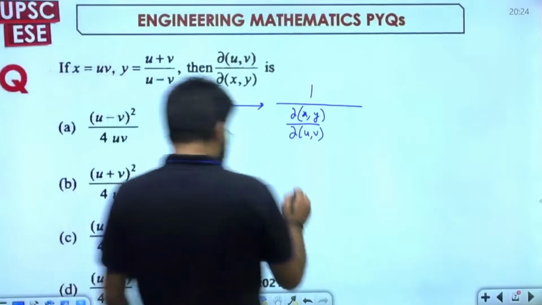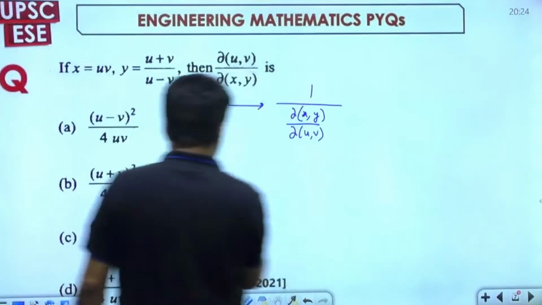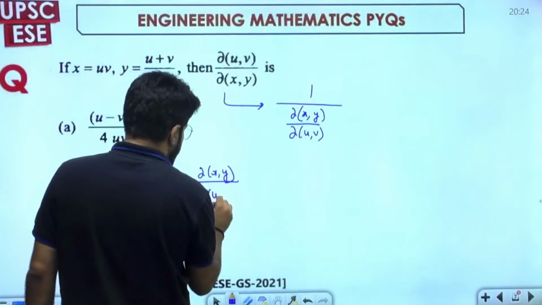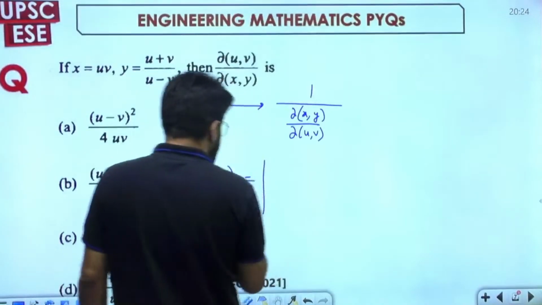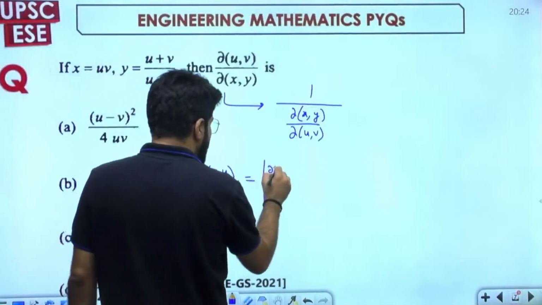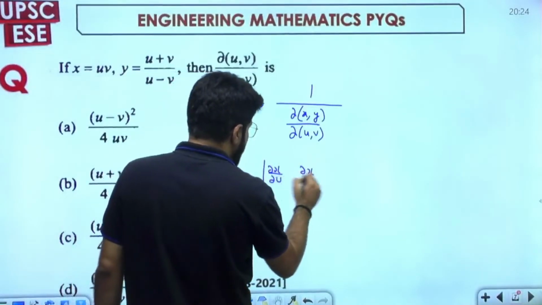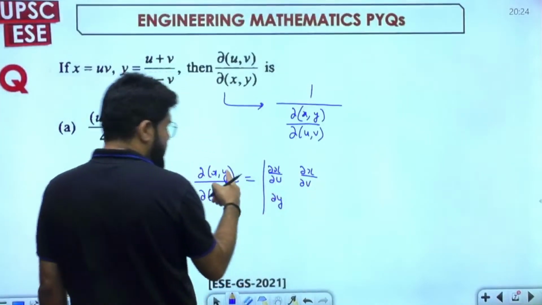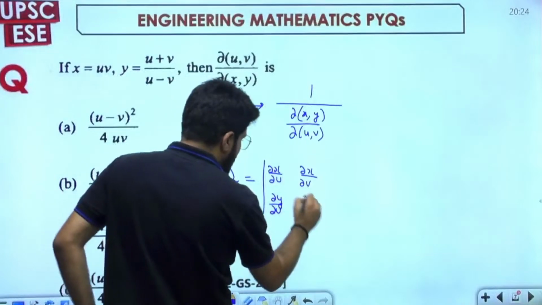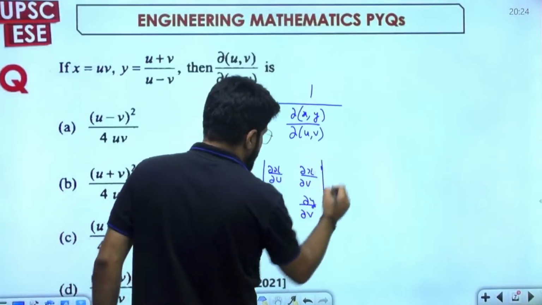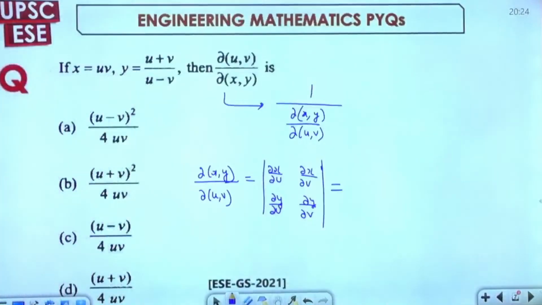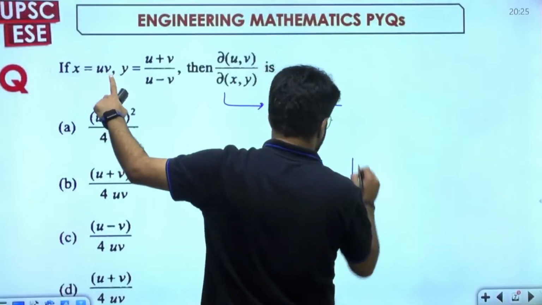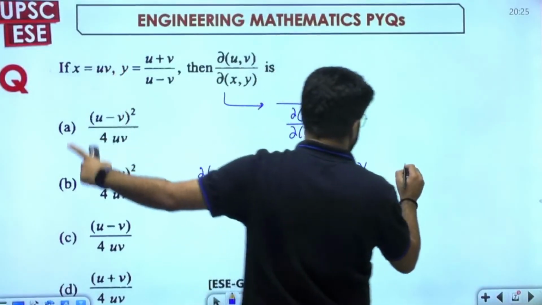Now what is this part equal to? How do you calculate this particular Jacobian? Del XY upon del UV is given by the first row containing partial derivative del X by del U and del X by del V. Partial derivative of x with u and x with v, and then second row containing partial derivative of the second variable y with respect to u as well as with respect to v. This determinant to be solved. Now what is del x by del u? Partial derivative with u will be v. Partial derivative with v will be equal to u.